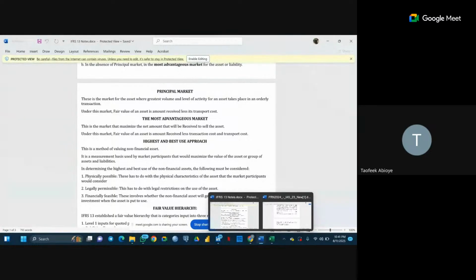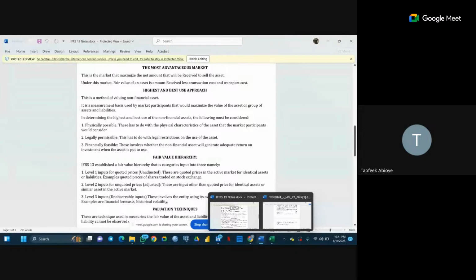Just from their name, principal market is more like an open market where we have a very large volume of transactions taking place. While most advantageous market is the market that maximizes the net amount that will be received to sell an asset. And to get our fair value in the principal market, we need to consider our transport cost alone. But in the most advantageous market, we need to consider both the transport cost and the transaction cost before we can arrive at our fair value. Which means, from the value of an asset, we are going to less our transaction cost and our transport cost.